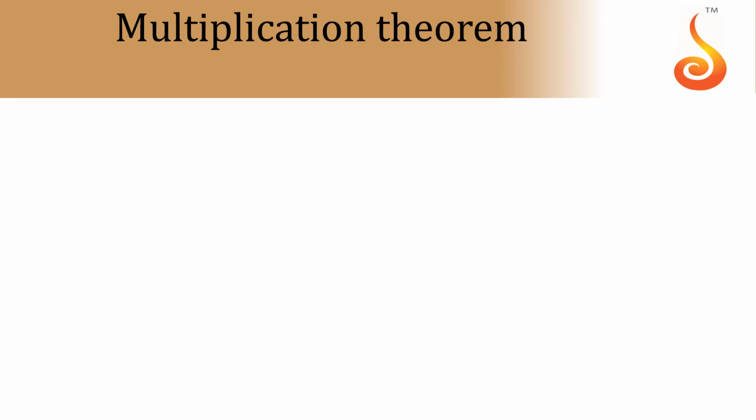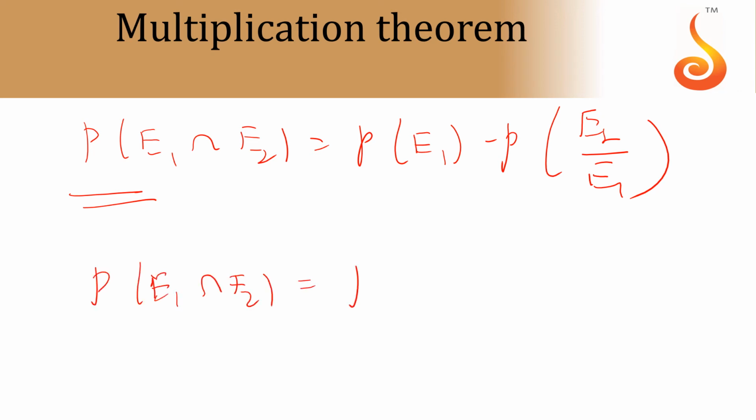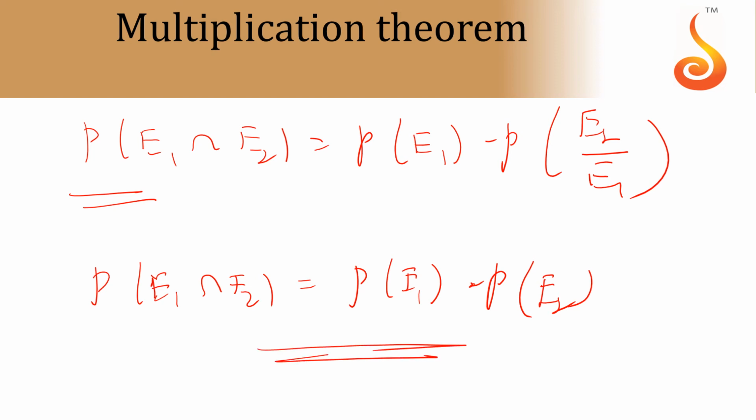If you cross multiply the conditional probability formula, you get P of E1 intersection E2 equals P of E1 into P of E2 given E1. This is called the multiplication theorem for dependent events. If the events are independent, then simply P of E1 into P of E2, because E1 does not affect E2. That's why P of E2 given E1 becomes P of E2. This is called the multiplication theorem for independent events, and you can extend it for any number of events.